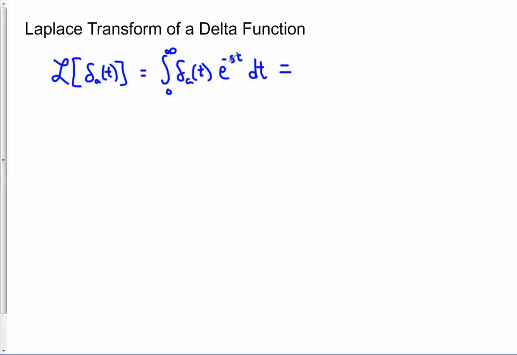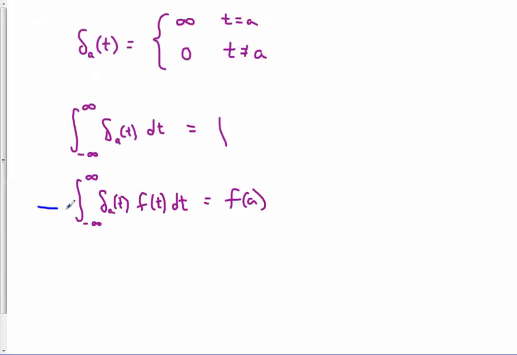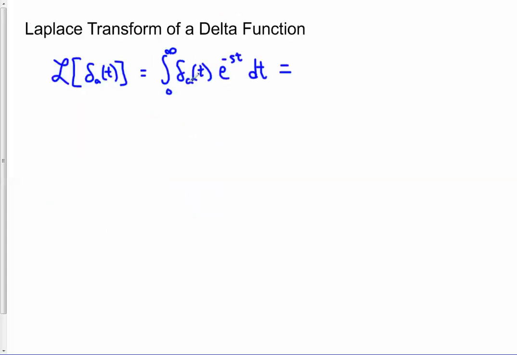Well, it's immediate. It's immediate if you remember this property. Anytime you're integrating delta times something, just plug that a into this function, and that's your answer. So here we just plug the a into this function, and that's our answer. I'll put the a first, e to the minus as. So that's the Laplace transform of the delta function.